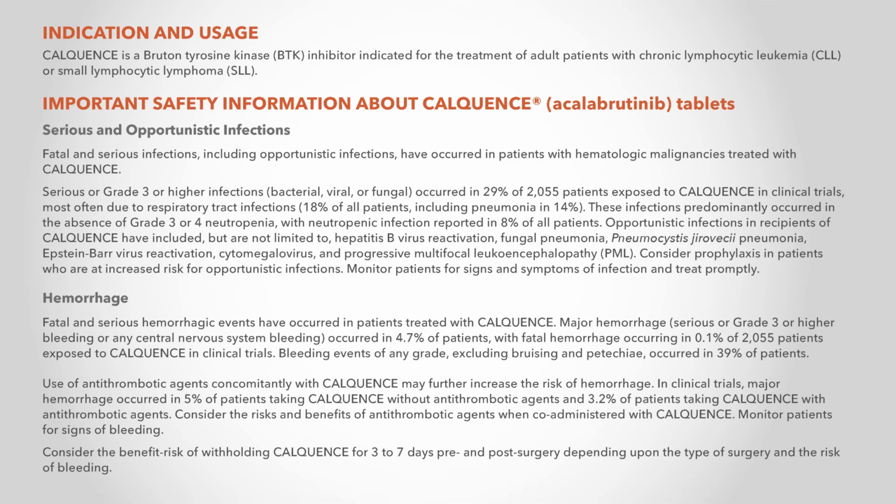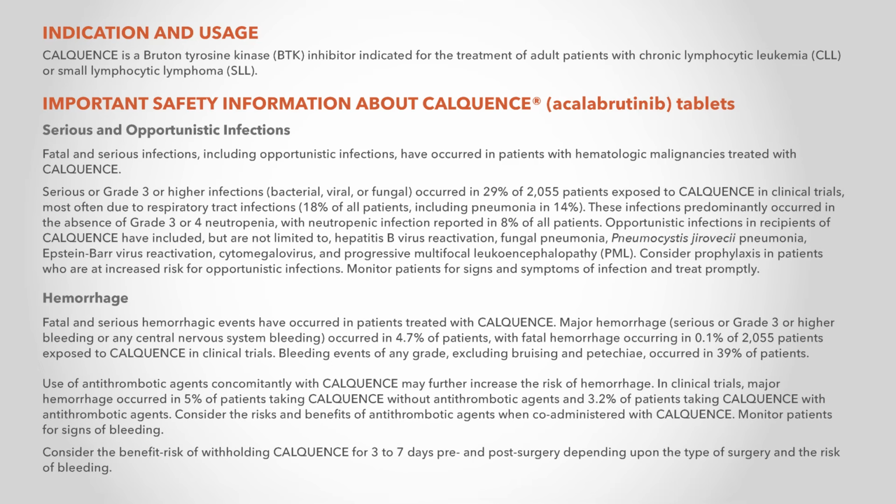Serious and opportunistic infections. Fatal and serious infections, including opportunistic infections, have occurred in patients with hematologic malignancies treated with CALQUENCE. Serious or grade 3 or higher infections, bacterial, viral, or fungal, occurred in 29% of 2,055 patients exposed to CALQUENCE in clinical trials, most often due to respiratory tract infections, 18% of all patients, including pneumonia in 14%.